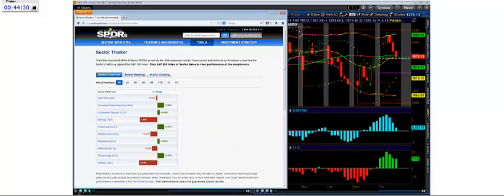You can see this is just today, what's up, what's down, etc. Then you go out to 5 days and see what's been moving. Go out to 1 month, see what's been moving. Go out to 3 months, then 6 months. One thing that really stands out is that energy has been moving. It's had a big move.